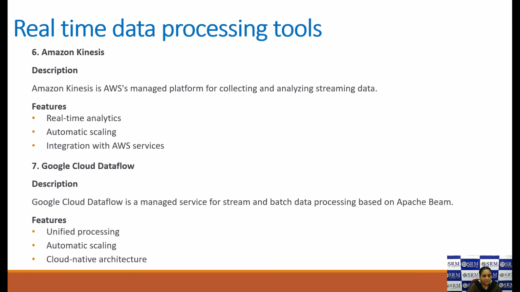The sixth one is Amazon Kinesis. The previous one was Microsoft Cloud. Here it is Amazon Cloud. It uses the AWS managed platform for collecting and analyzing streaming data. The features are real-time analytics, automatic scaling, and integration with AWS services. The next is Google Cloud Dataflow, a managed service for stream and batch data processing based on Apache Beam. The features are unified processing, automatic scaling, and cloud-native architecture.